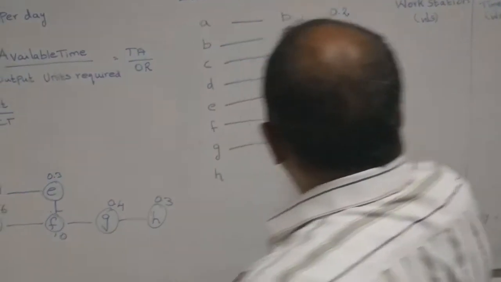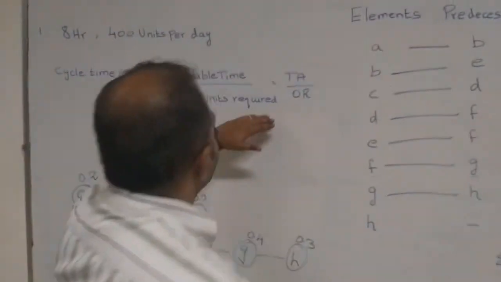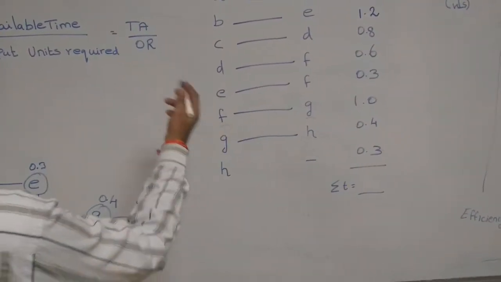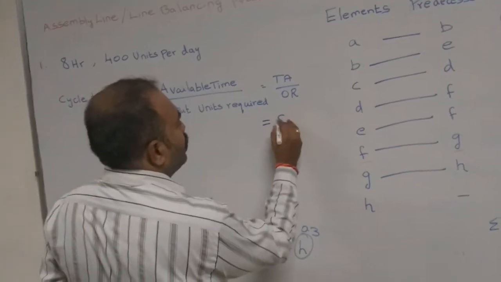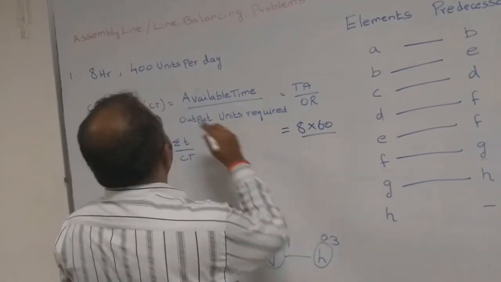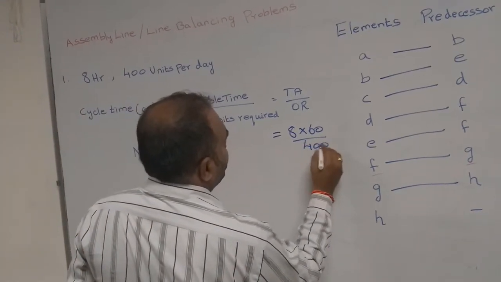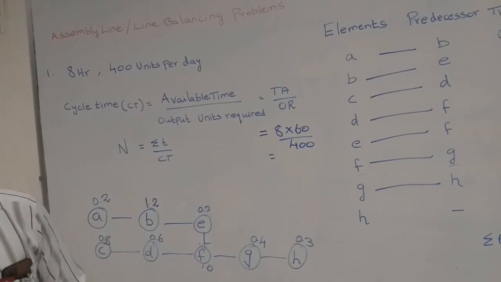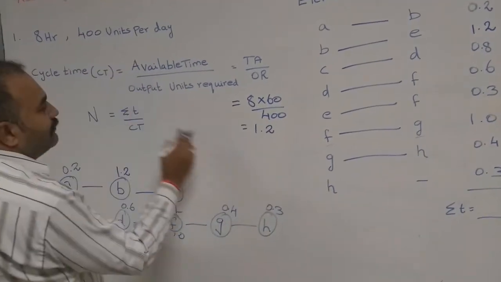By adding all the times, you will be calculating the sigma t, and with this sigma t you can calculate the cycle time and the n value. What will be the time allotted? Time allotted is 8 hours and 400 units. So you need to convert the 8 hours into minutes. It is 8 into 60 divided by the number of output units required, which is 400. 8 into 60 by 400 is equal to 1.2. So cycle time will be 1.2.